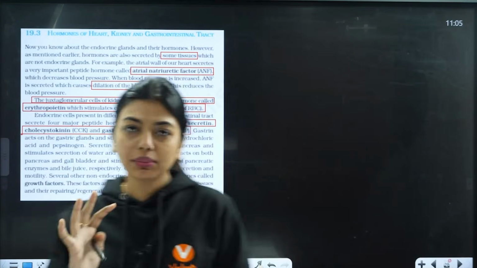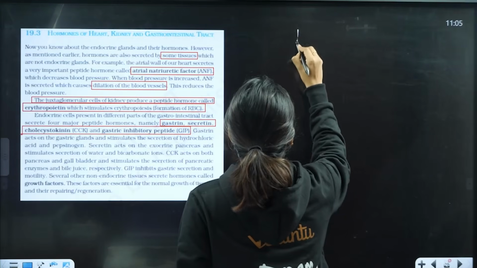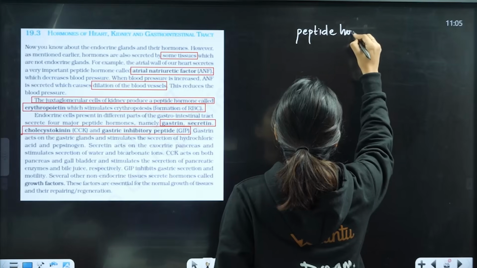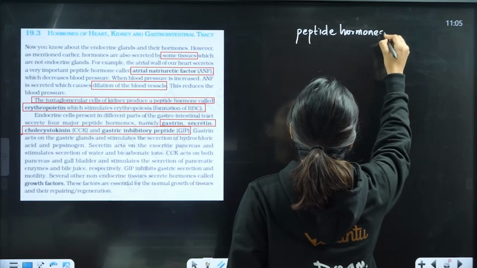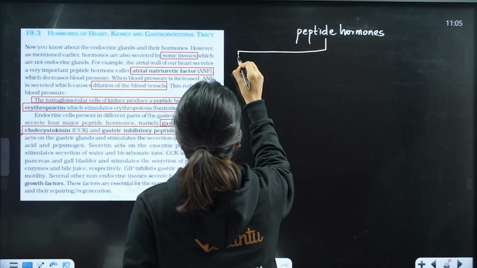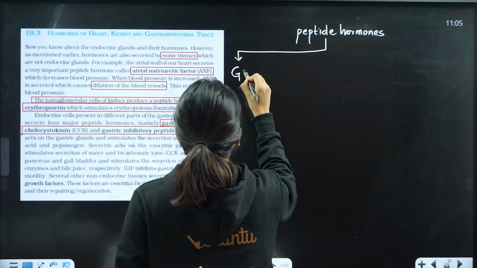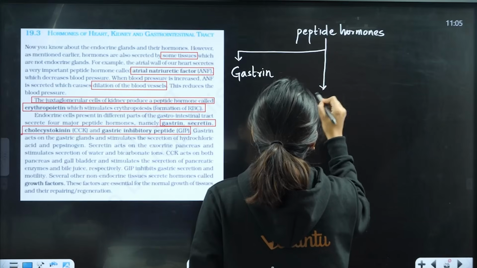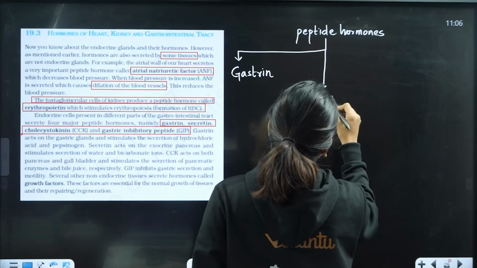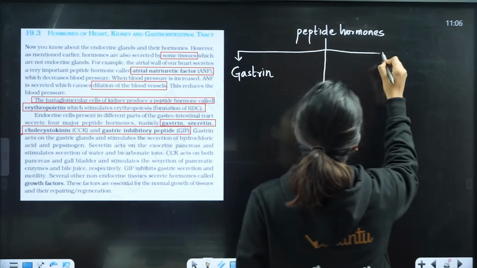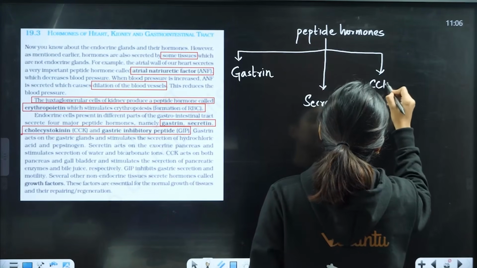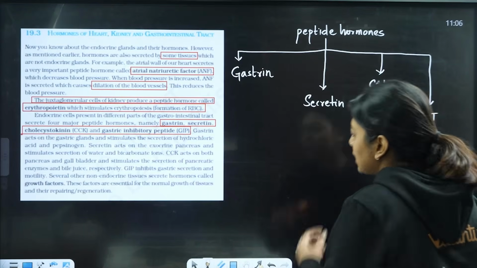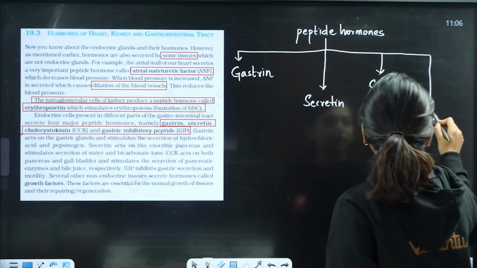We have 4 main peptide hormones. Peptide means what? Protein, right? So in the peptide hormones, you have first one, your gastrin. Then you have secretin, then you have cholecystokinin, CCK, then you have GIP. Okay, these are the ones.